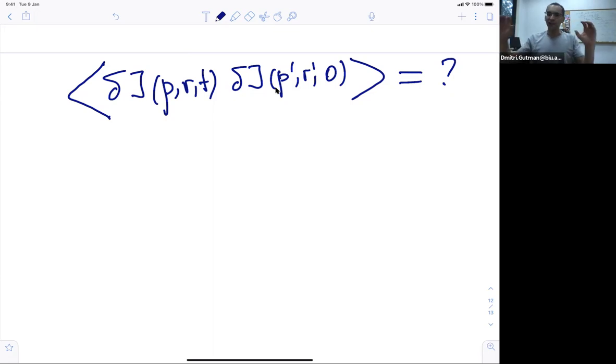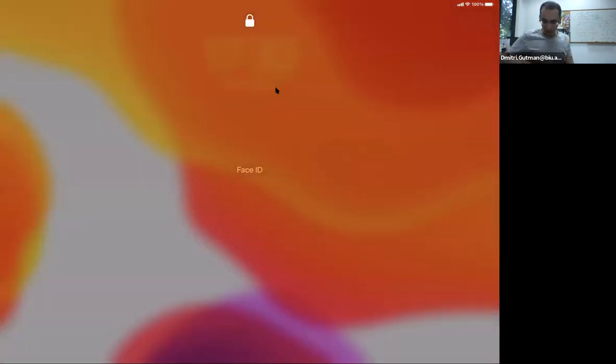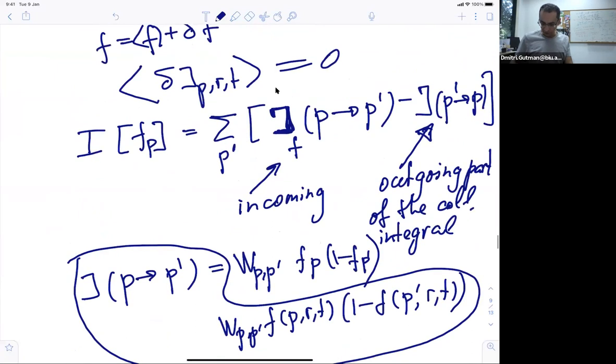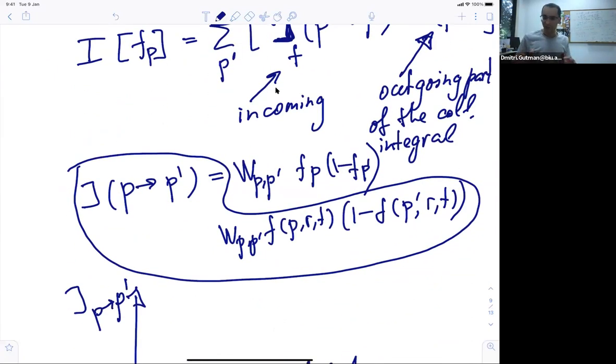There's on average a number N of P and N of P prime particles in these boxes, and on average a current, which I call the collision integral, that flows between these two blocks. However, in fact, this is also a random process. Now I need to understand something about this random process that allows me not only to say what it is on average. On average, the current is a sum of incoming and outgoing parts, and the physical meaning of both terms is pretty transparent.